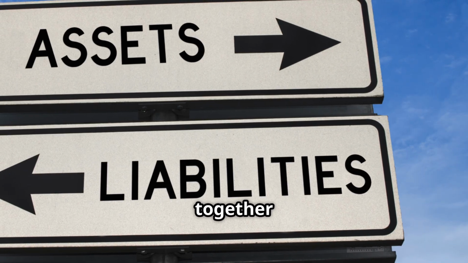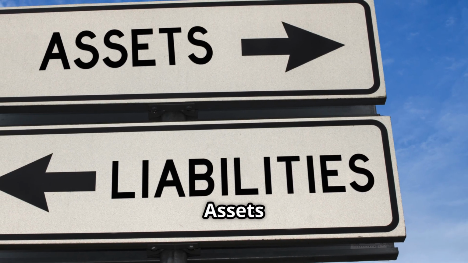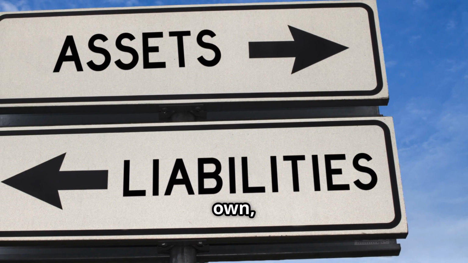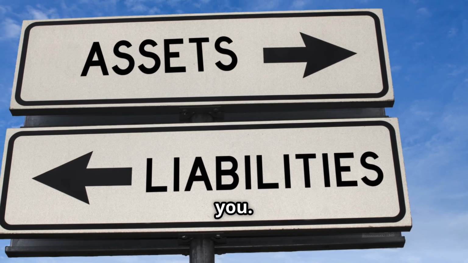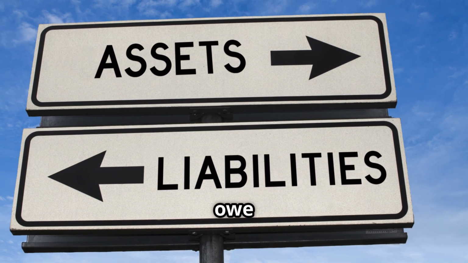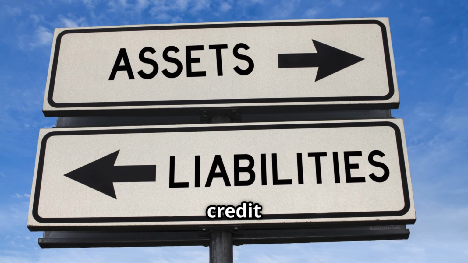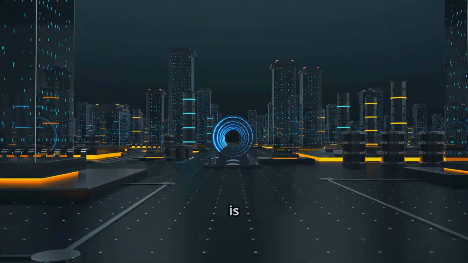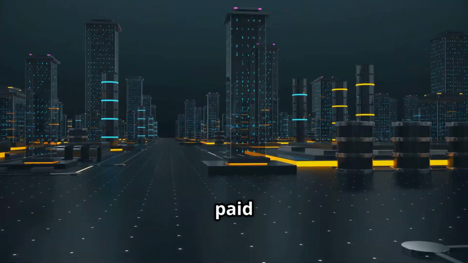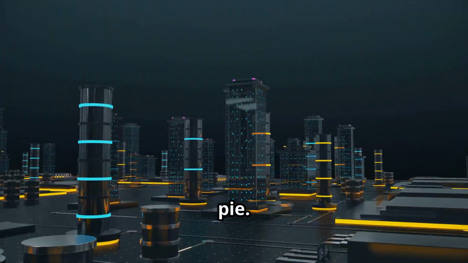So let's put it all together with a simple summary. Assets are the valuable things you own, like your phone and cash. They are the resources that help you. Liabilities are the debts you owe to others, like a loan or a credit card bill. They are claims against your resources. And equity is what's left for you after all your debts are paid off. It's your piece of the pie.